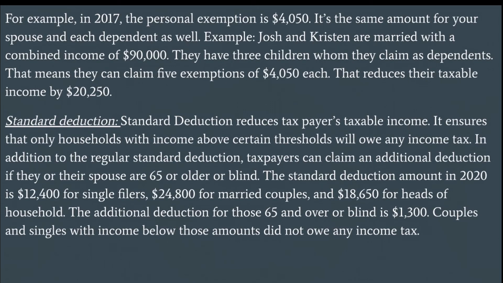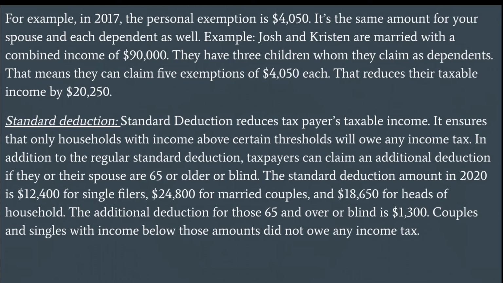For example, in 2017, the personal exemption is $4,050. It's the same amount for your spouse and each dependent as well. Example, Josh and Kristen are married with a combined income of $90,000. They have 3 children whom they claim as dependents. That means they can claim 5 exemptions of $4,050 each. That reduces their taxable income by $20,250.